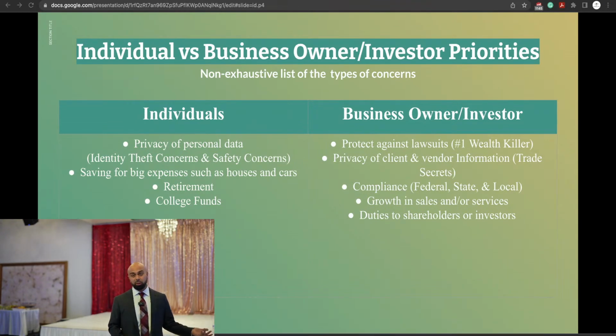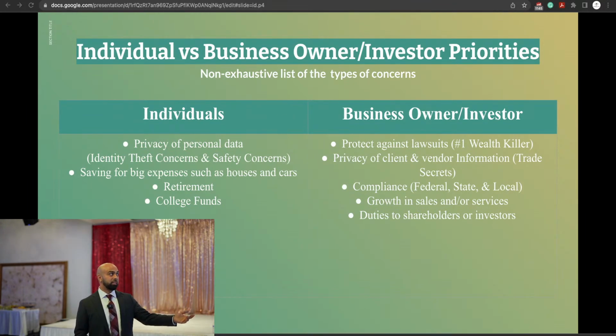And there's only a few ways to do that in today's world. Further than that, we're saving for big expenses such as houses and cars and anything of the sort, retirement, college funds. For business owners, investors, we have separate concerns, but some things are similar.